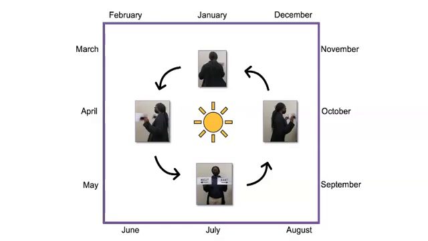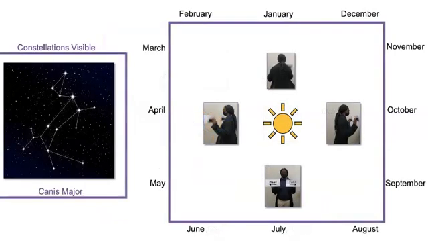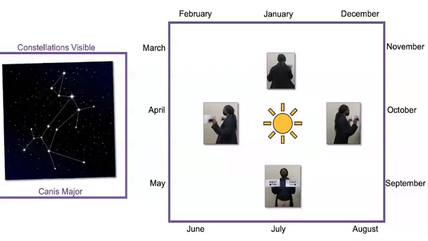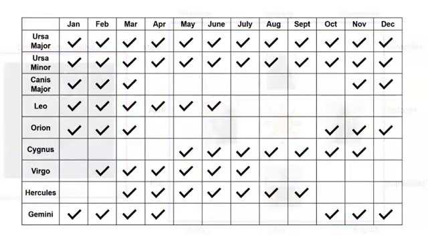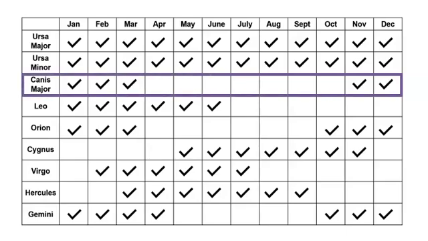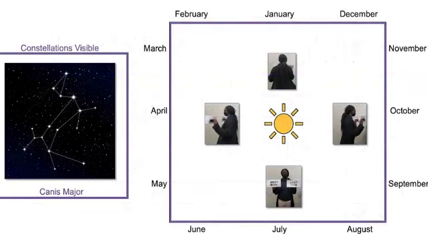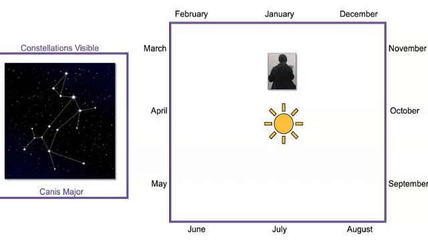Let's add the constellations. How do we know where to place each constellation? We can use our class data table to determine where to place the constellations. Let's start with Canis Major. Let's look at our data table. In which months was Canis Major visible? It was visible in January, February, March, November, and December. Those are winter months, right? So the Earth student must be facing the winter months for Canis Major to be visible.